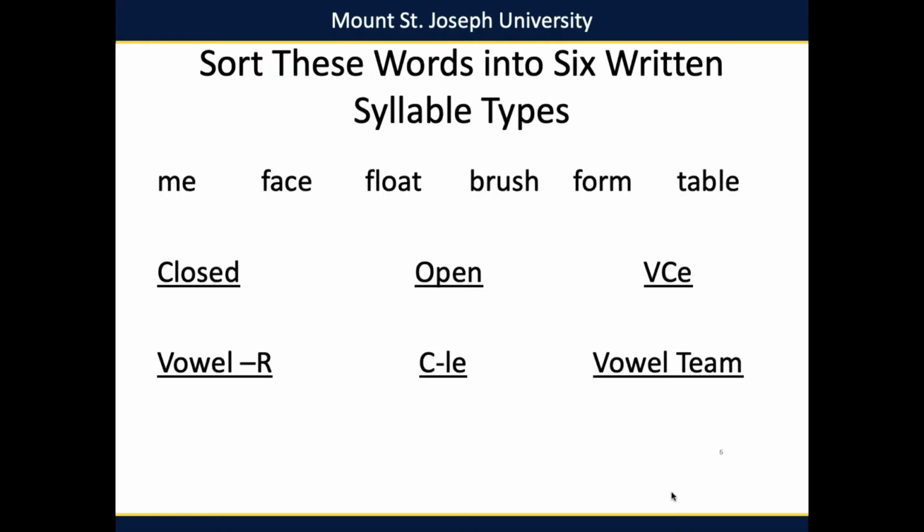Let's try sorting these words into the 6 written syllable types. The first word is me. What pattern is represented in the word me? The second word is face. The third word is float. The fourth word, brush. The next word is form. And then finally, table. Each one is representative of one of the different written syllable types. Let's see if you sorted these correctly.